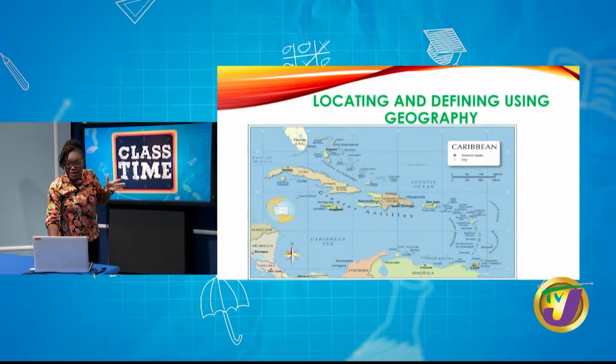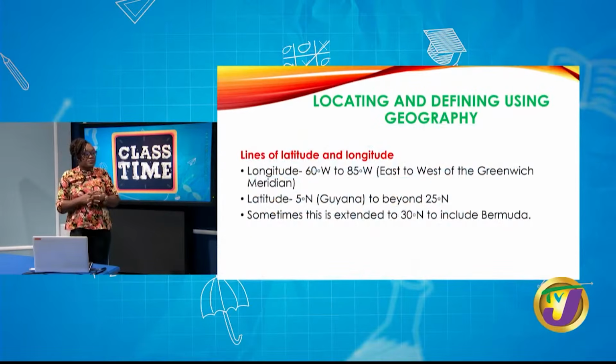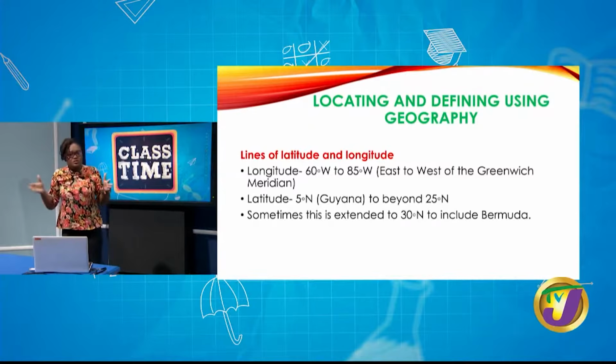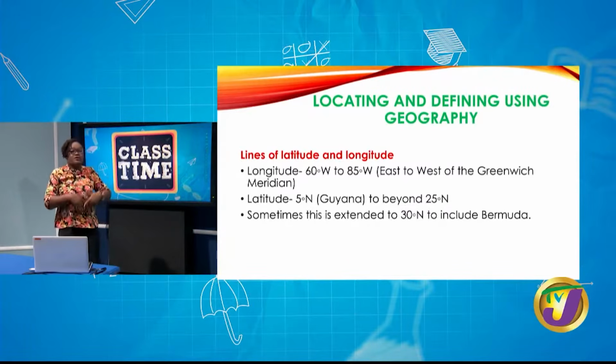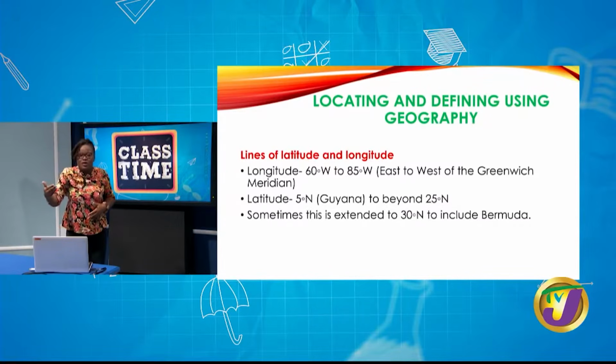So we want to look very carefully and be able. Another way that we can use geography is through lines of latitude and longitude. All right, so we say that using lines of longitude, 60 degrees west to 85 degrees west of the Greenwich Meridian, and for latitude, 5 degrees north to beyond 25 degrees north. Why do we have 5 degrees? Because of where Guyana is located.